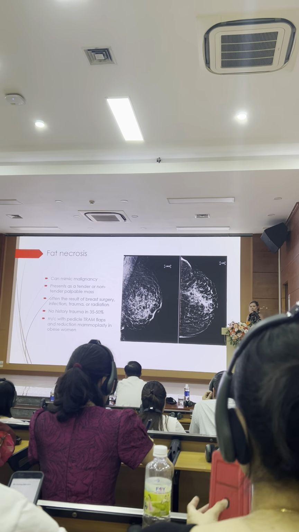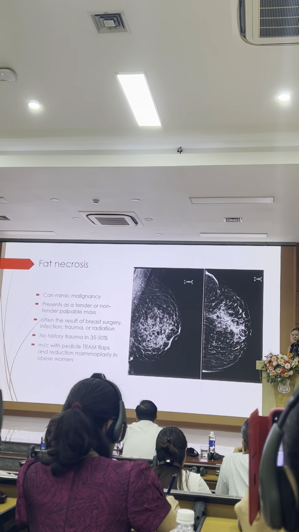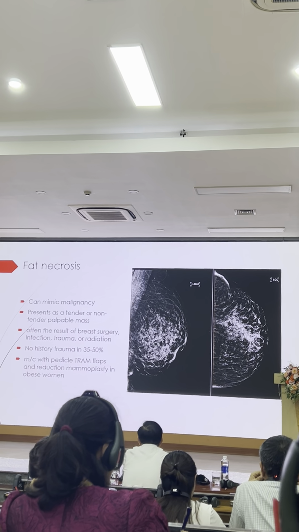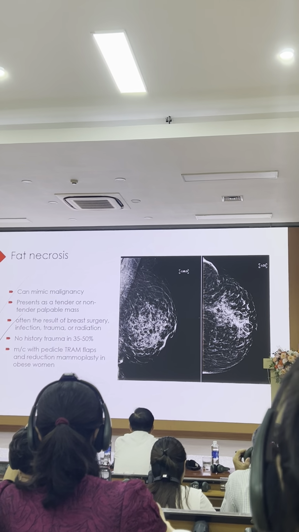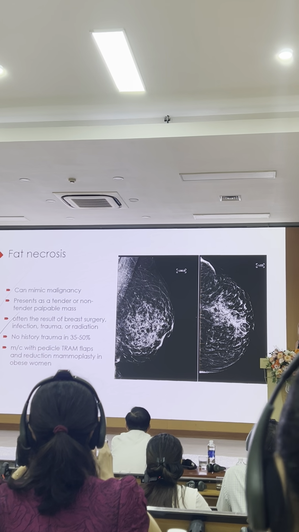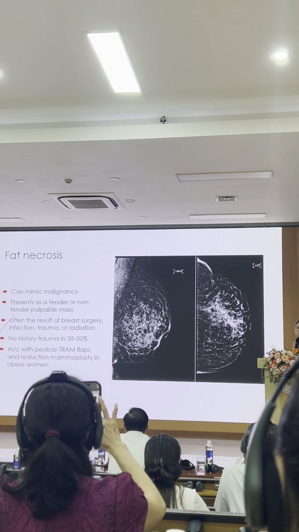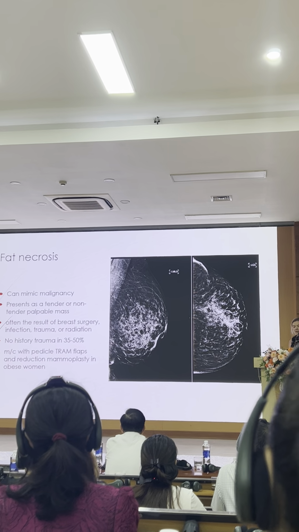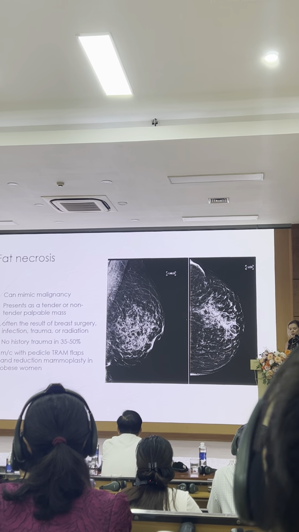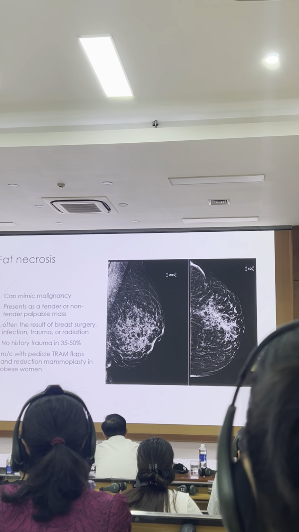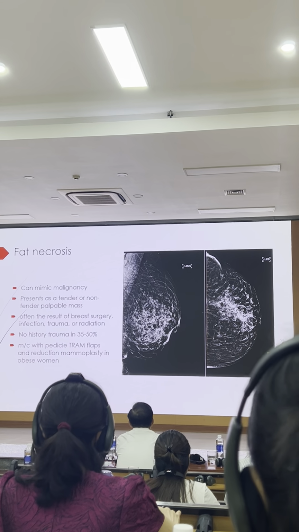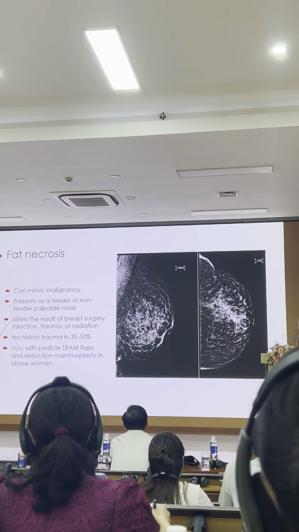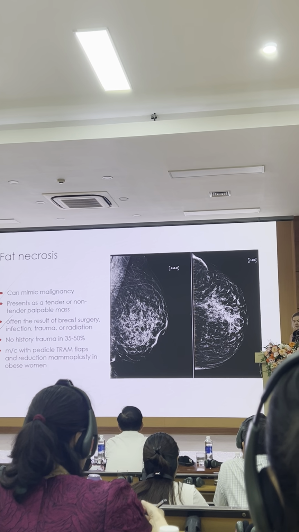So fat necrosis can mimic malignancy. It often presents as a tender or non-tender palpable mass. It can be the result of breast surgery, infection, trauma or radiation. Interestingly, there's no history of trauma in 35 to 50% of cases. It's commonly seen in reduction abdominoplasty, particularly in women that are overweight.